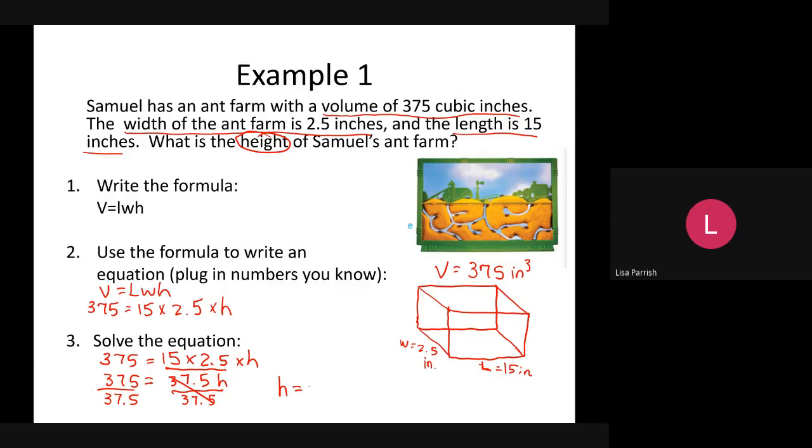And when I do that, I get 10. And remember, I'm finding the height, so I only need to put inches with this. It's not cubed. It is not the volume. Only the volume is cubed. So the answer for this problem would be 10. 10 would be the height, my missing measurement.